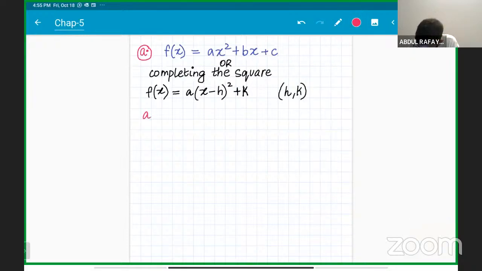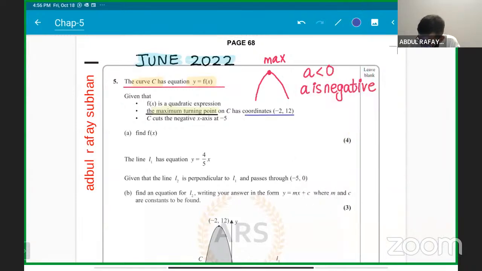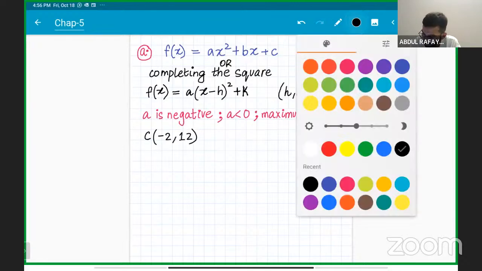So let's write it down. A is negative, less than 0, because of the maximum turning point. And the examiner has given the turning point as well, students. The C coordinates are -2, 12. So students should know that we have the coordinates of C, that is -2, 12.